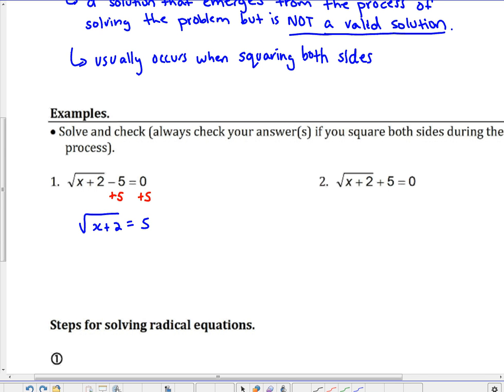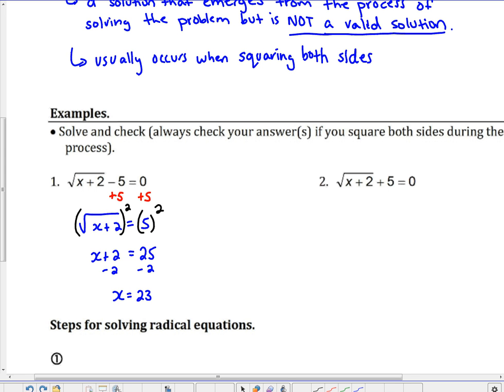Now, just by looking at this, I know that there's probably going to be a true solution, because positive equals positive. That makes sense. We're not having a positive equal to a negative. So our next step, if we were solving algebraically, is to square both sides. The square root and the square cancel each other out, so x plus 2 equals 25, and then subtracting 2, x equals 23.